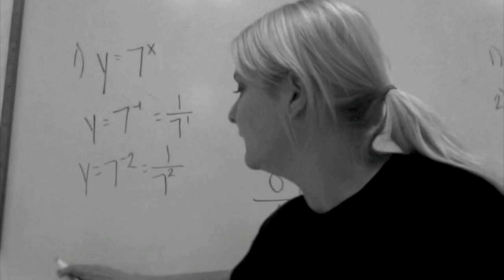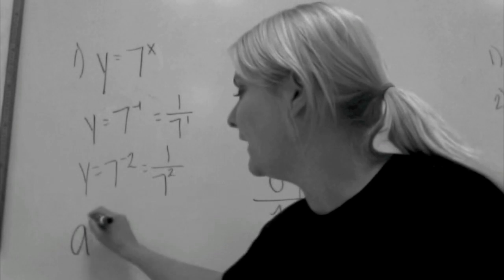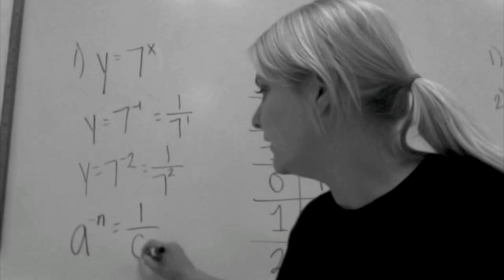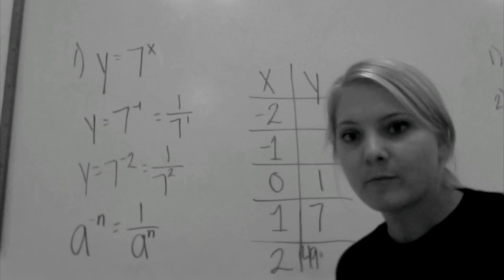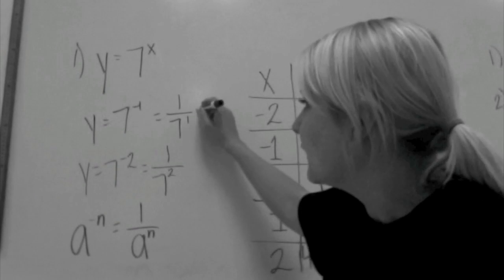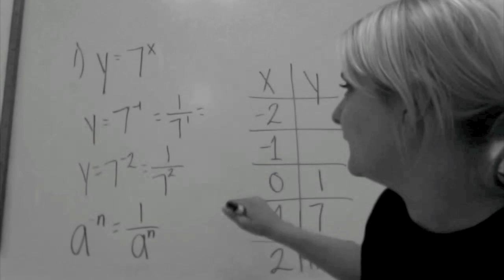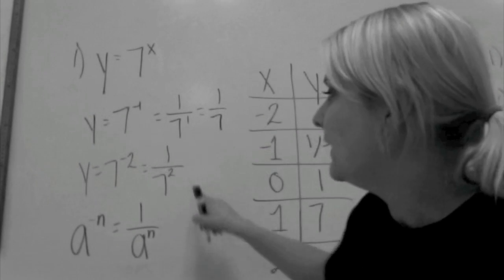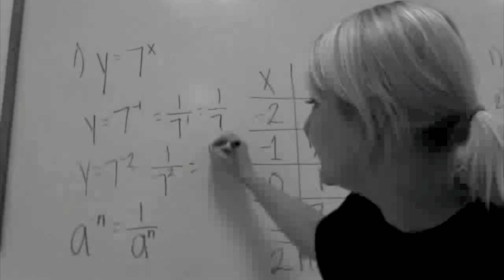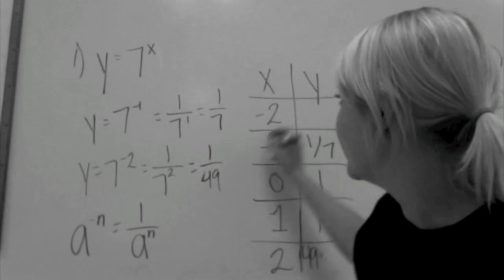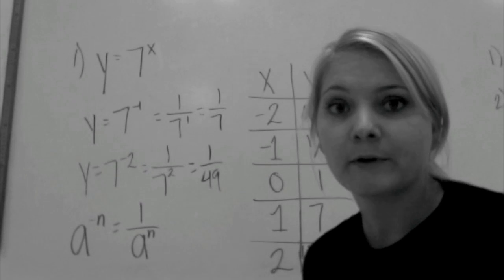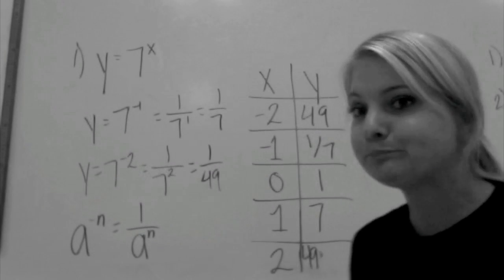So we're using the definition of exponents. If we have a to the power of -n, we can rewrite that expression as 1 over a to the power of +n. So when x is -1, we get 1 over 7. And then when x is -2, we get 1 over 49. So that will be our table for y equals 7 to the power of x.